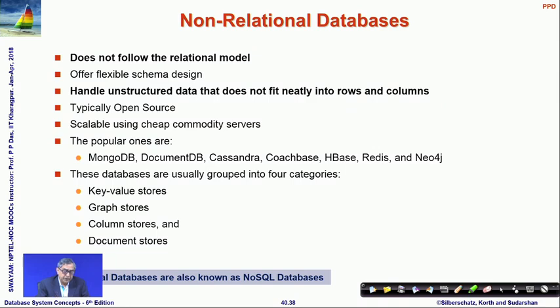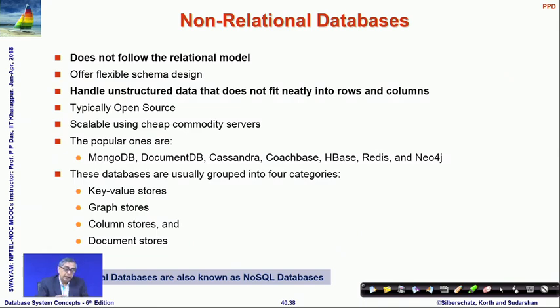Some of the other features are they are typically open source, because they are still in an experimental stage and need to be scalable. And some of the popular ones, these are the names you must have heard about, at least some of them, like MongoDB, like Cassandra, like HBase and so on.